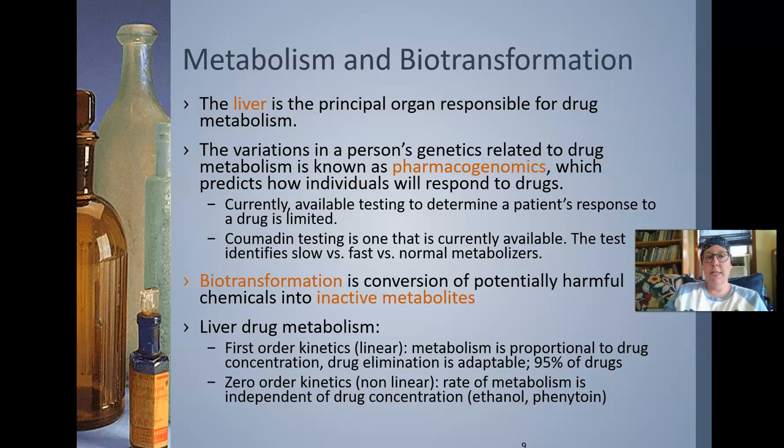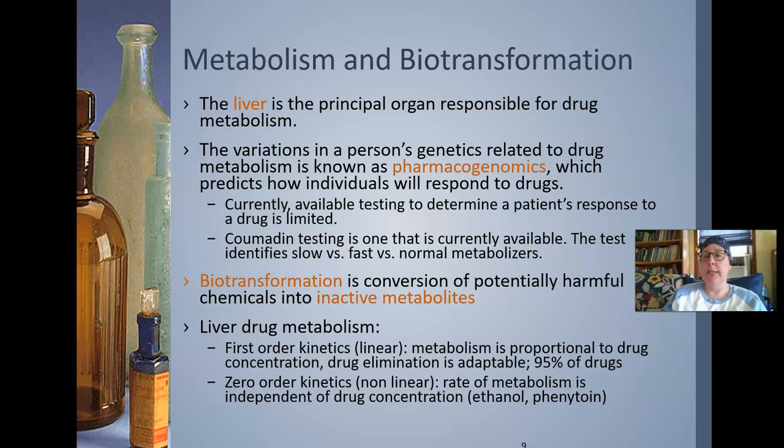All right, so metabolism and biotransformation. The liver is the organ that metabolizes drugs, and the variation in a person's genetics related to drug metabolism is known as pharmacogenomics, and this is an exploding, growing field. And it's concerned with predicting how individuals will respond to a drug.